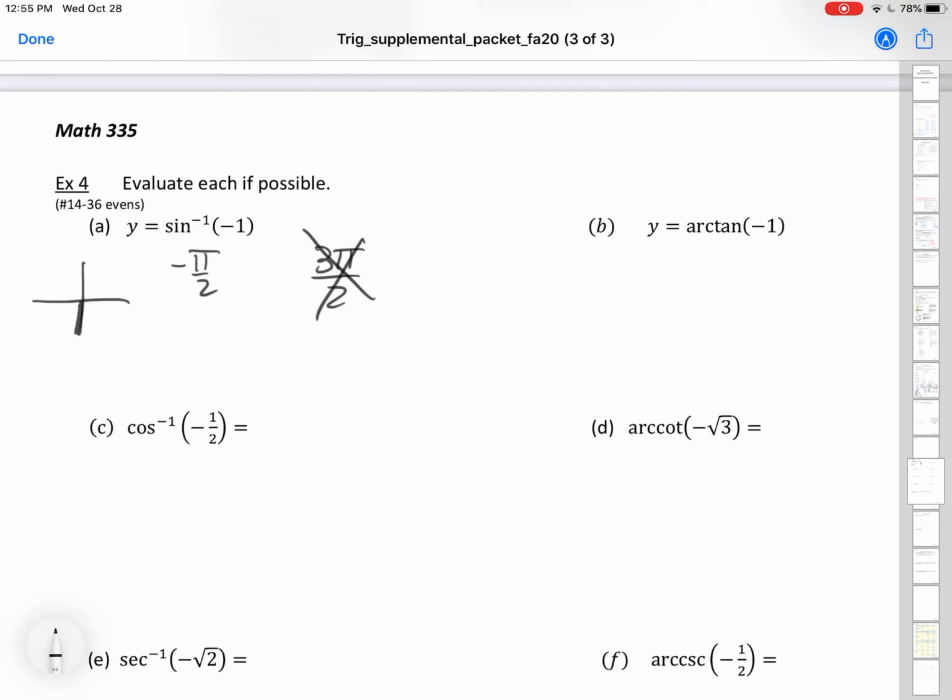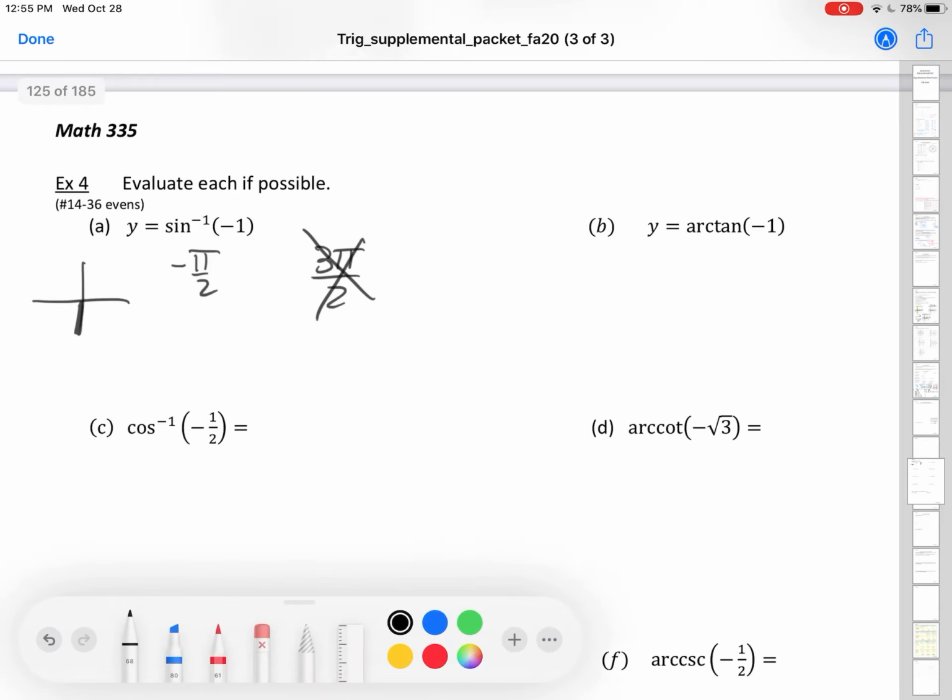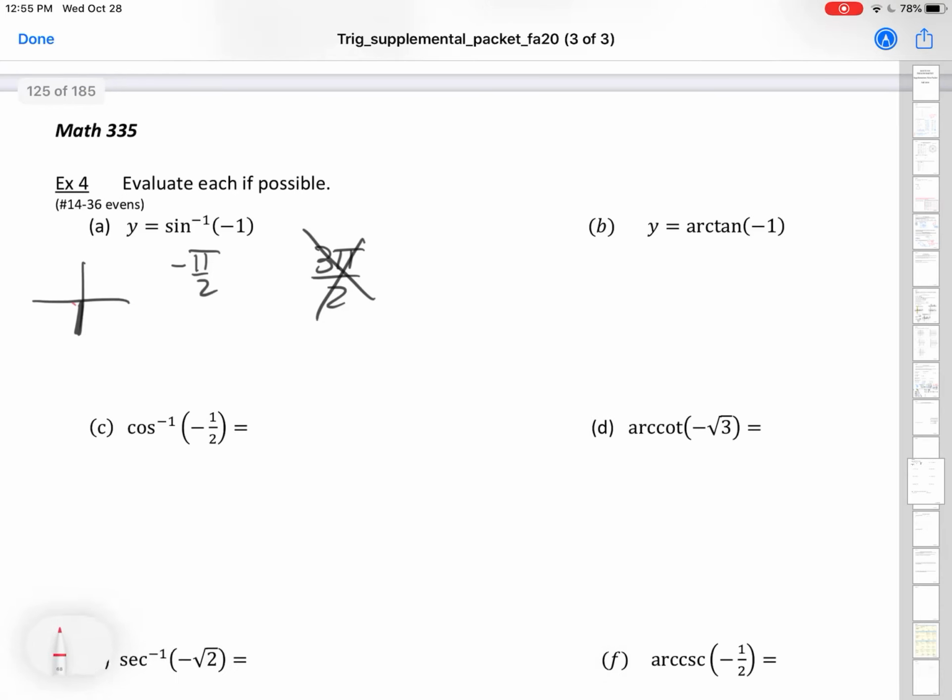So I could be thinking, oh, it's this angle right down here. Let me do that in a different color. It's this angle where sine's -1. I have no option but to express that as minus pi over 2, since sine's output has to be between negative pi over 2 and pi over 2.